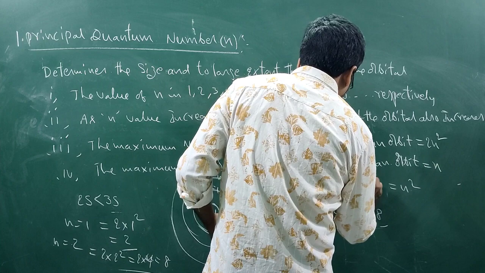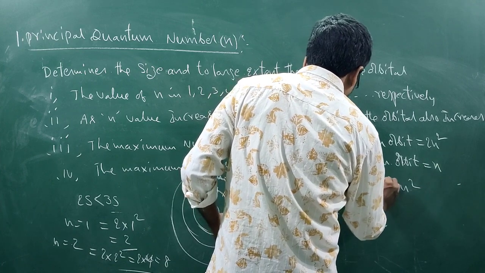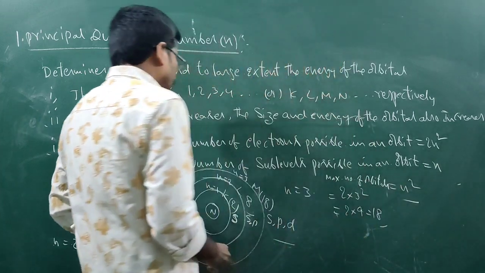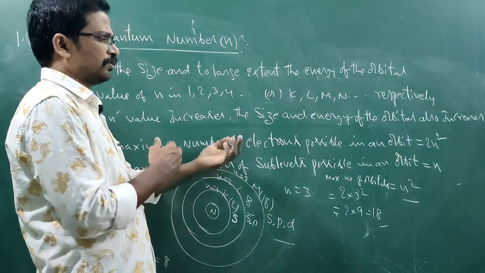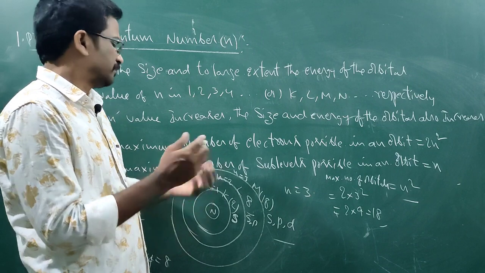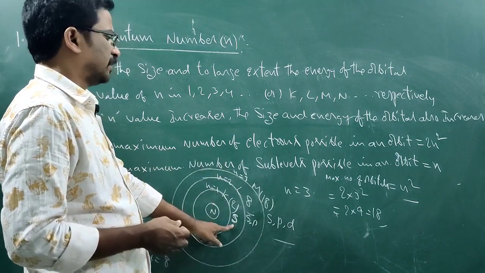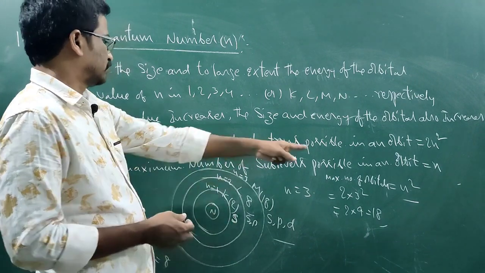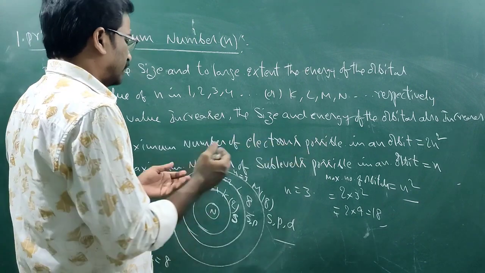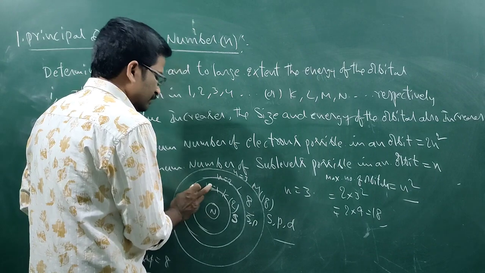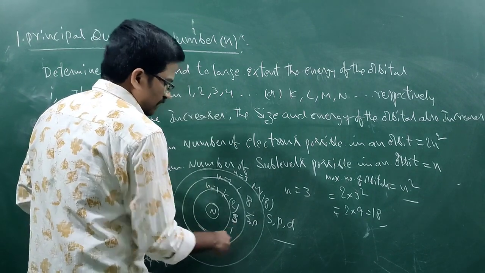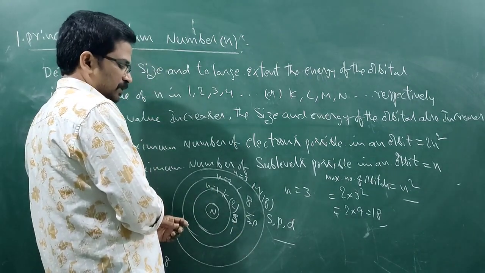Maximum number of orbitals: n square. Let us think about how we know n square is possible. Let us put n is equal to 1. It means n square is 1, so the number of orbitals in the first shell is equal to 1. Here only one orbital is possible.